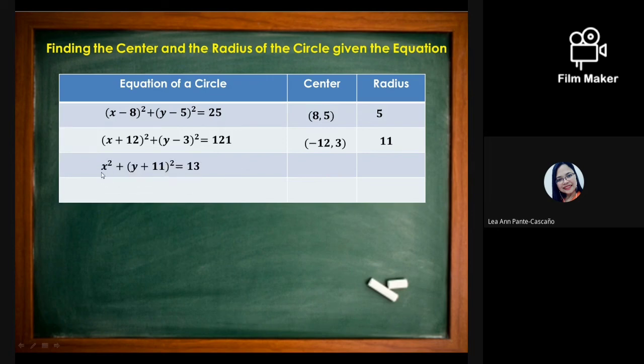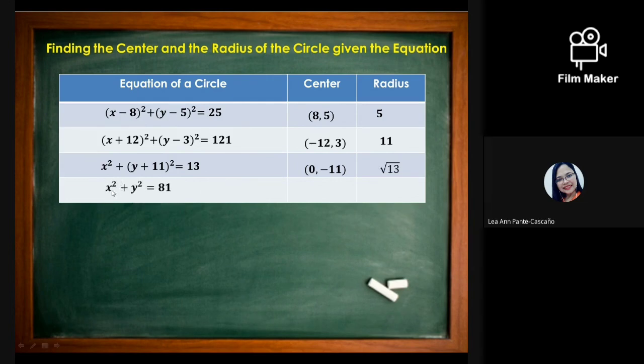Next, x squared plus y plus 11 squared equal to 13. Since it is only x squared, the x-coordinate of our center is 0. Since this is positive, the y-coordinate of our center is negative. So we now have 0, negative 11. Now get the square root of 13. As you can see, 13 is not a perfect square, so what you will do is just leave it as the square root of 13. That will be now the radius.